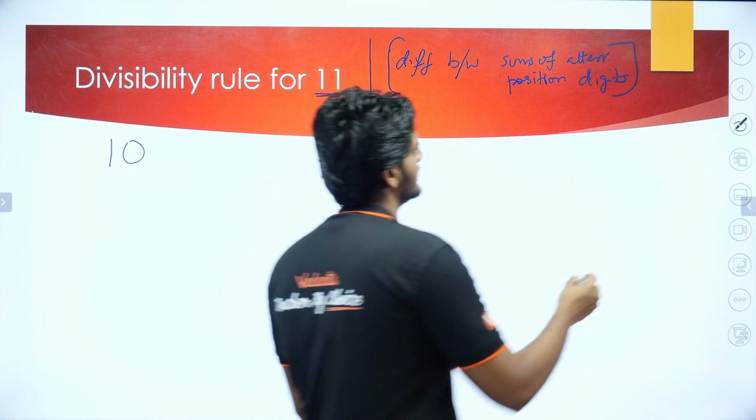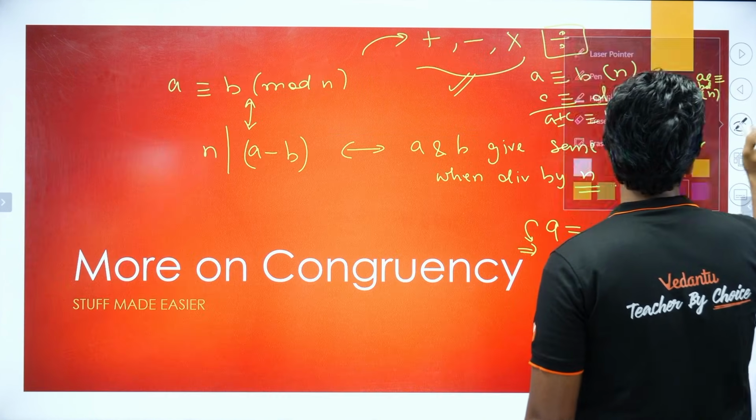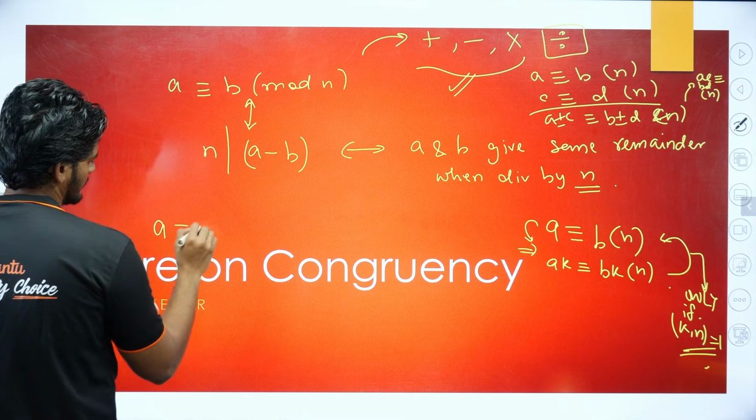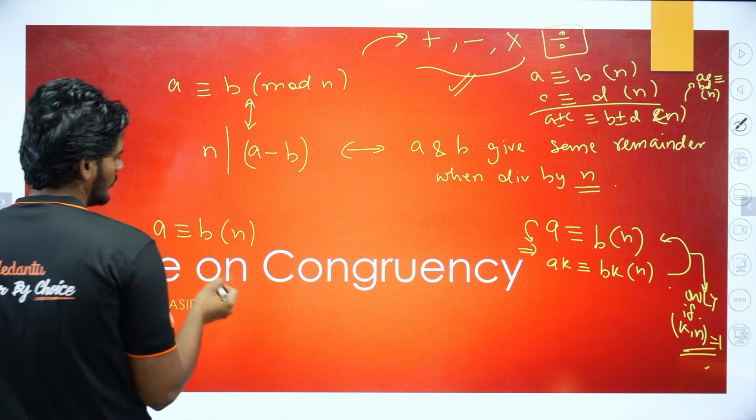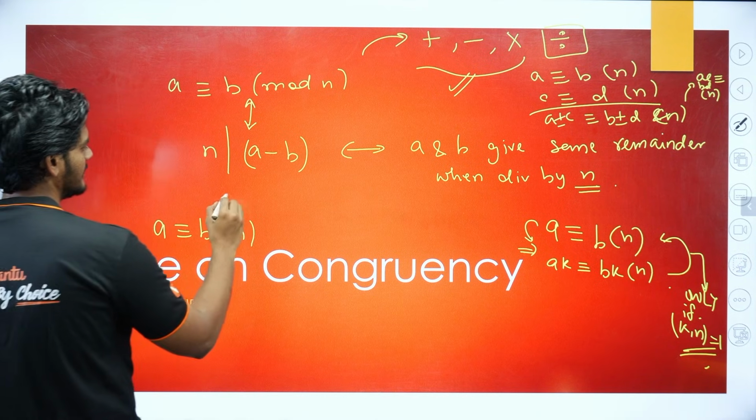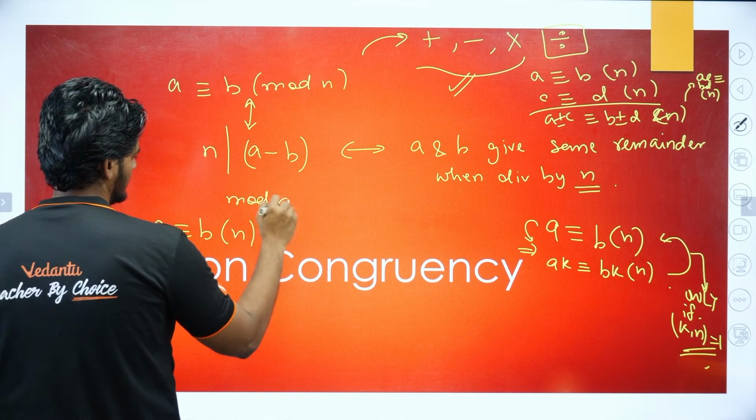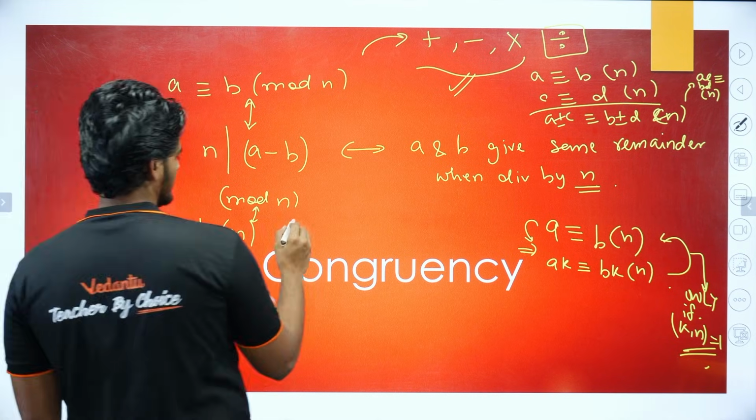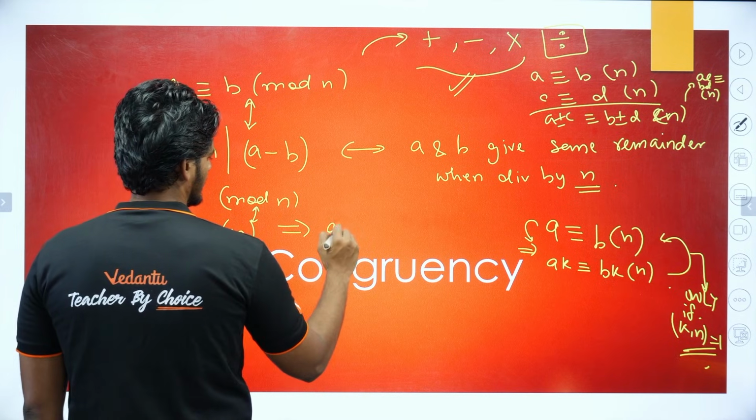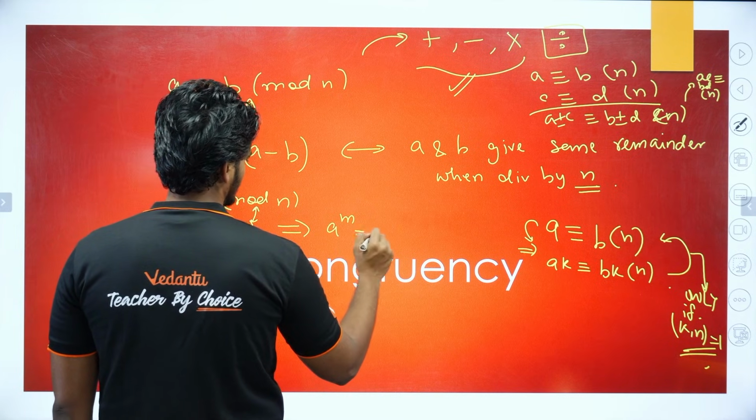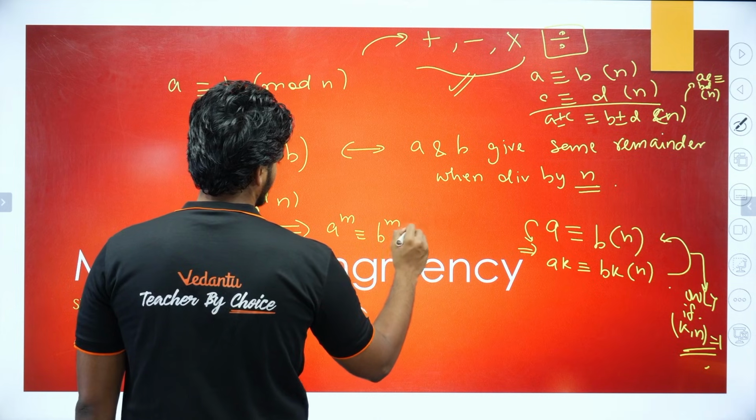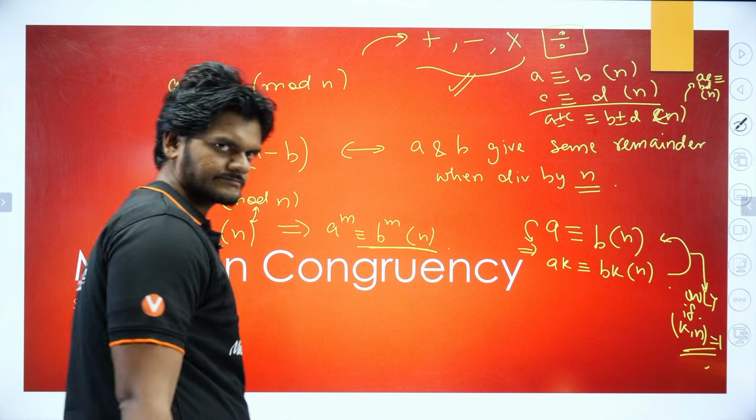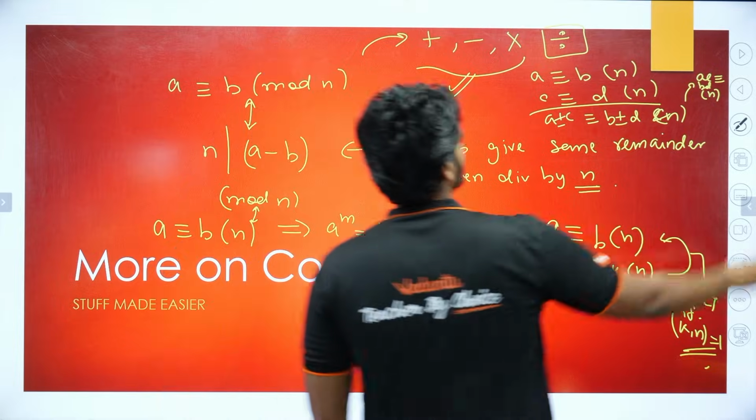Before that, there is another thing which I should mention. If A is congruent to B mod n, and by the way, this is one of the notations, every time I need not write mod n, I can simply write it in brackets as (n). Then A to the power m will be congruent to B to the power m, all the same. I hope that's also clear.